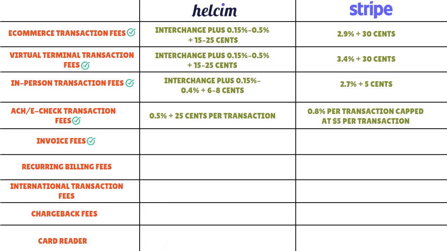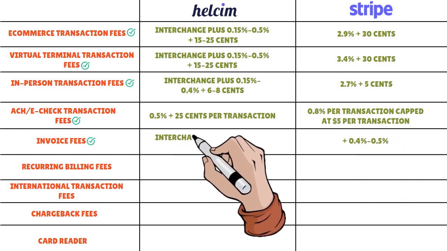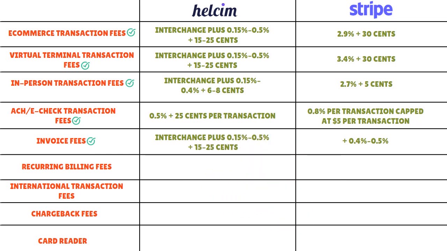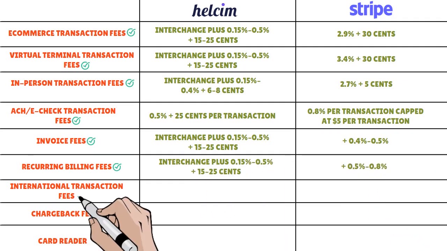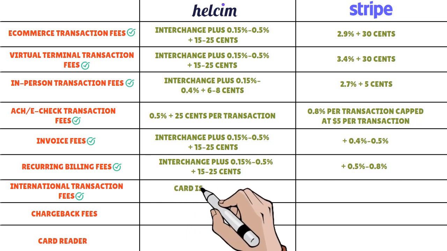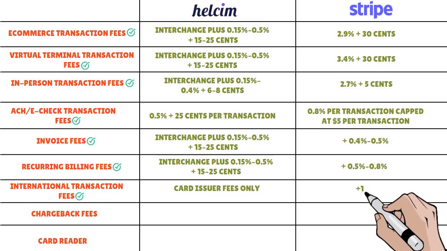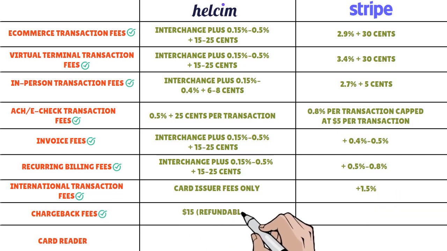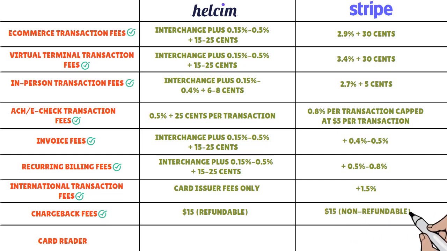For invoice fees, here is an area where Stripe does dominate, because Stripe is charging you a flat 0.4 to 0.5%, whereas Helcim has a little bit of convoluted pricing: interchange plus 0.15% to 0.5% plus 15 to 25 cents. For international transaction fees, Helcim wins because you have card issuer fees only, whereas Stripe is charging you 1.5%. And for chargeback fees, it's the same thing, $15 for each provider, non-refundable.